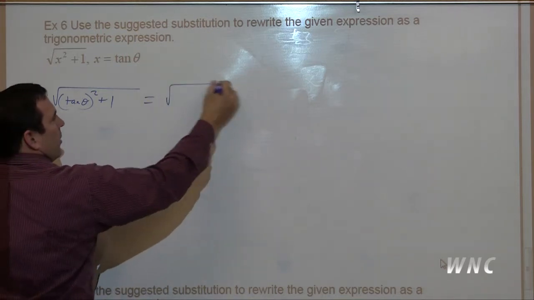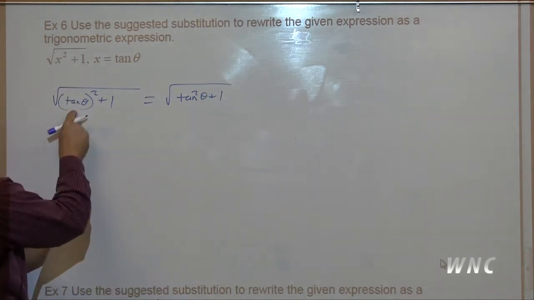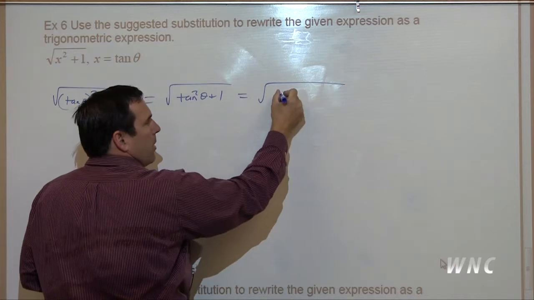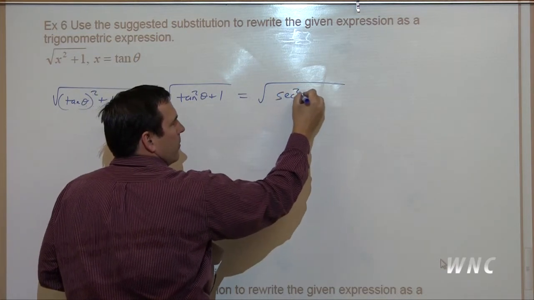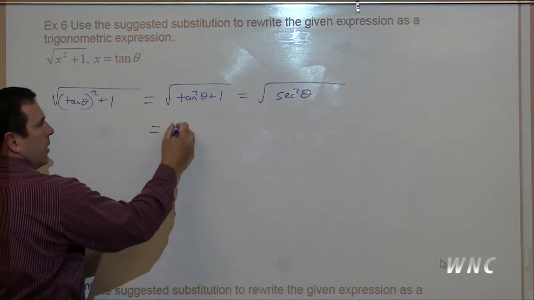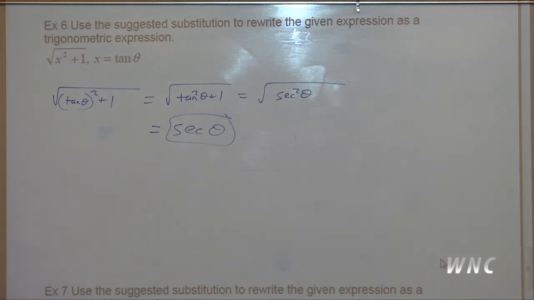So that's going to be the square root of tangent squared theta plus 1. These mean the same thing. Well, that is, as we saw earlier by the Pythagorean identities, secant squared theta. And the square root of secant squared theta will just be secant theta.